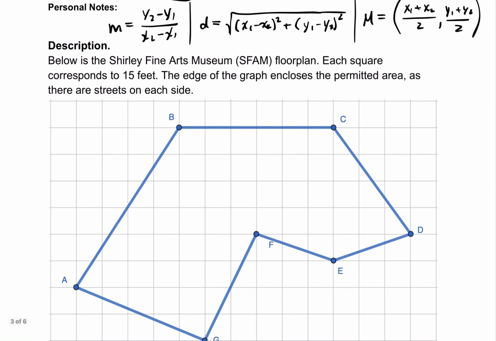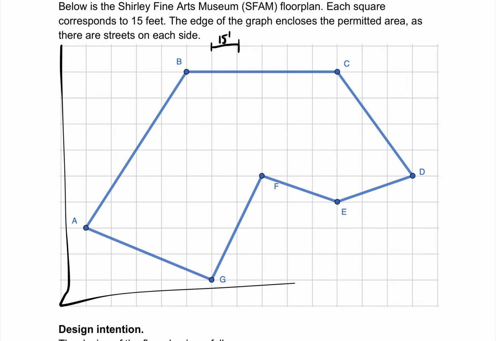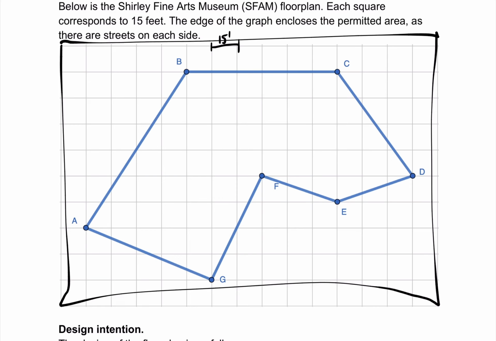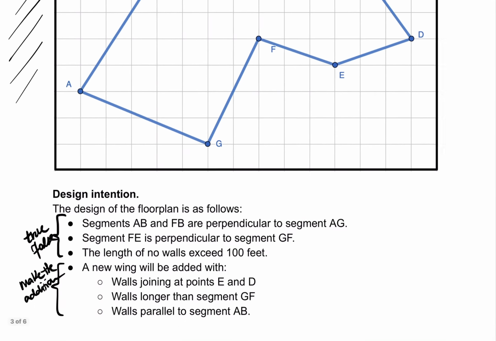Anyway, for the description it says, below is the Shirley Fine Arts Museum floor plan. Each square corresponds to 15 feet. So that means from here to here on one of these squares, that's 15 feet. It says the edge of the graph encloses the permitted area as there are streets on each side. The border of this graph is the very edge, the outside, so past here is impermissible. If you were to build a wall that goes out here, that would not be a permittable wall because it would go into the street. So anyways, the design intention was supposed to look like this.